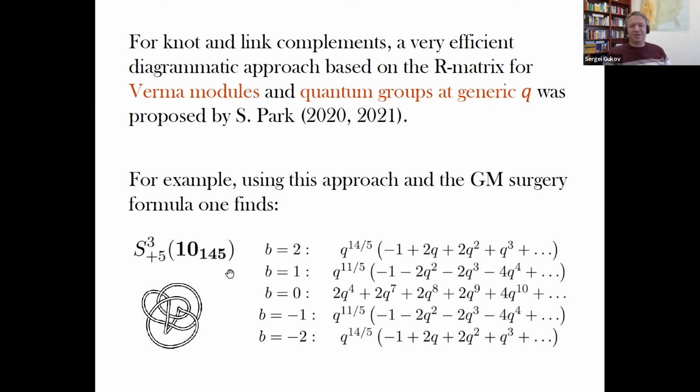And here is an example of +5 surgery on some 10 crossing knot, which has therefore 5 possible spin structures, and as a result you get 5 different Q series. So that's a very explicit expression. As you can see, all coefficients here are integers, so that's supposed to be the starting point for categorification.